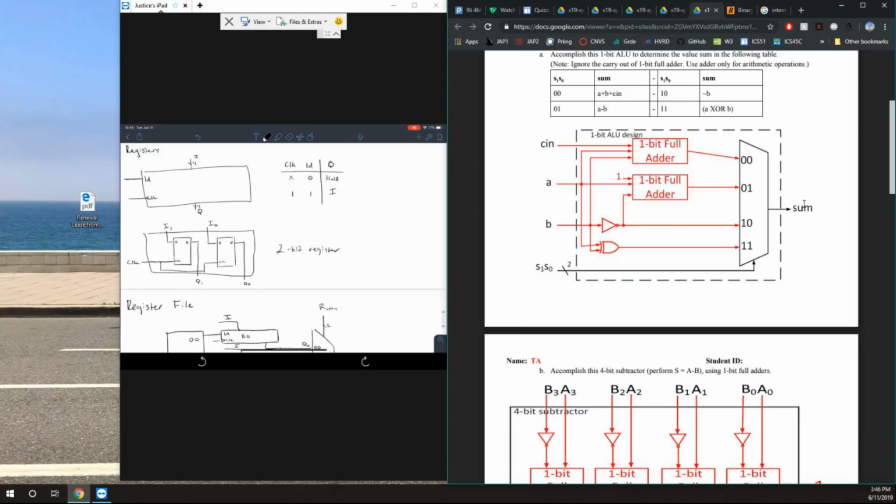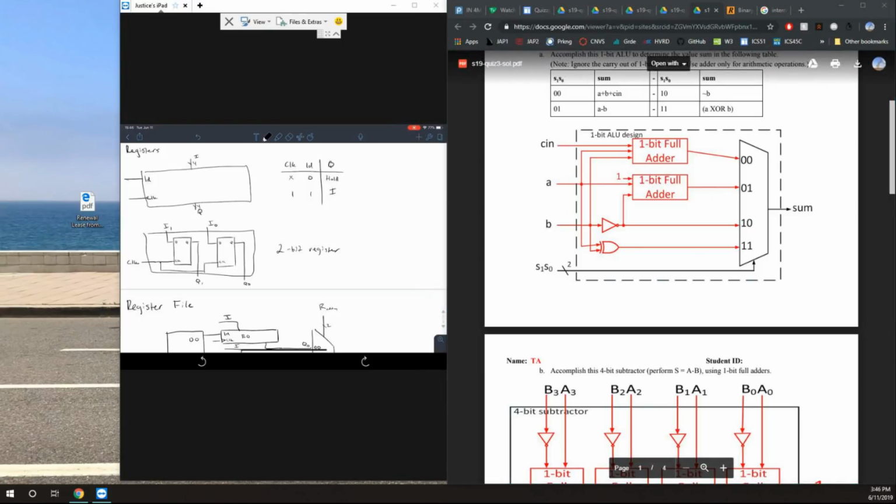So the first one says, if your selector is 0, 0, then we're doing A plus B plus Cn. That's what it does for the first one, right? You have A plus B plus Cn. If the selector is 1, then you have A minus B, which is just saying A plus B complement plus 1. If the selector is 2, sorry, then you have not B. And if the selector is 3, then you have A XOR B. It's just putting in all the signs. Does that make sense?